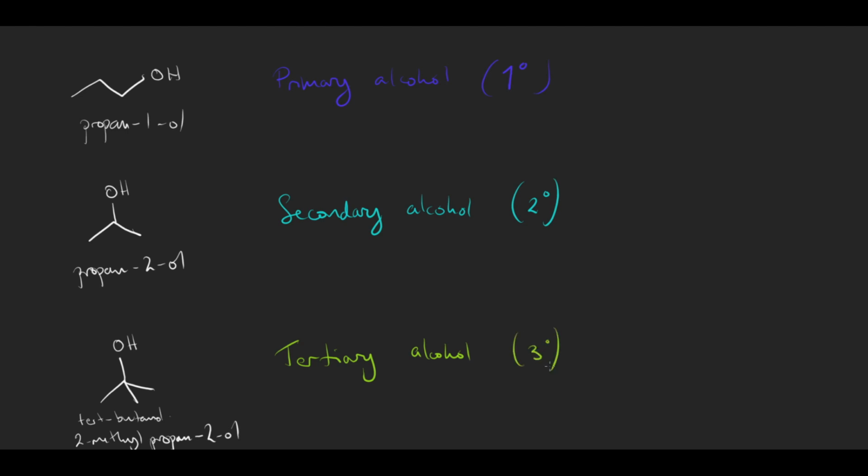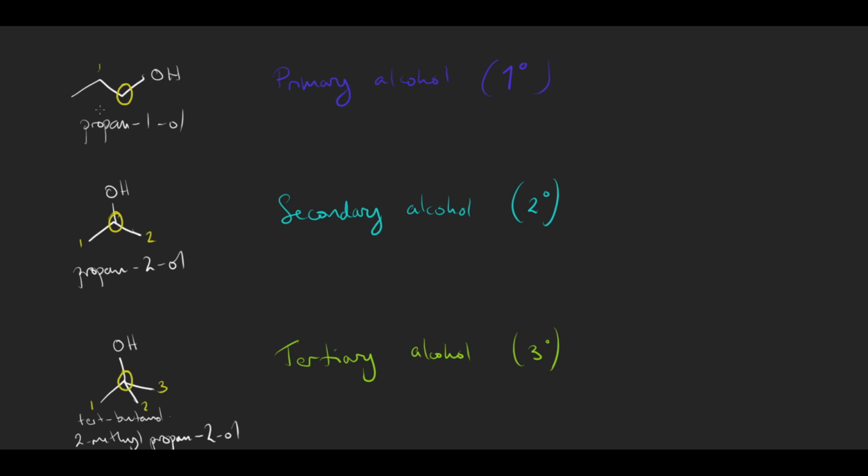So hopefully you can spot why we call these primary, secondary and tertiary alcohols, and it's all to do with the number of carbon atoms that are bonded to this carbon. This is the important carbon. So the carbon that's immediately bonded to the oxygen, that's the important carbon, and then we want to know how many carbons are bonded to it. So for a primary alcohol, I've got 1 carbon bonded to it. For a secondary alcohol, I've got 2 carbons bonded to it, and for a tertiary alcohol, I have 1, 2, 3 carbons bonded to it.